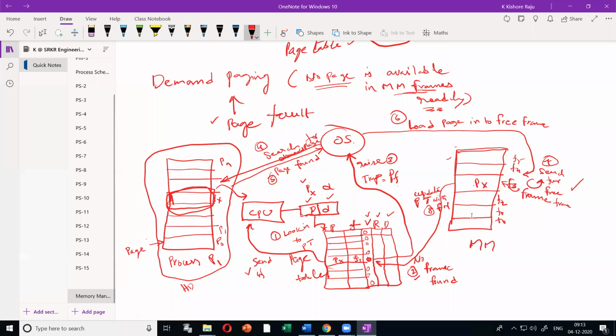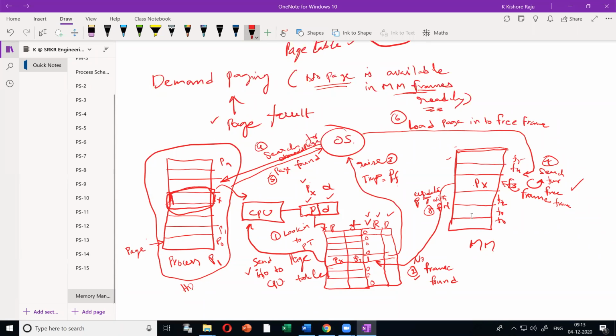Send info to CPU. Then, whatever page number the CPU requested previously, its frame number is now ready. And here the valid bit is also set to 1. Update the page table with the frame number, and the valid bit is also set to 1.